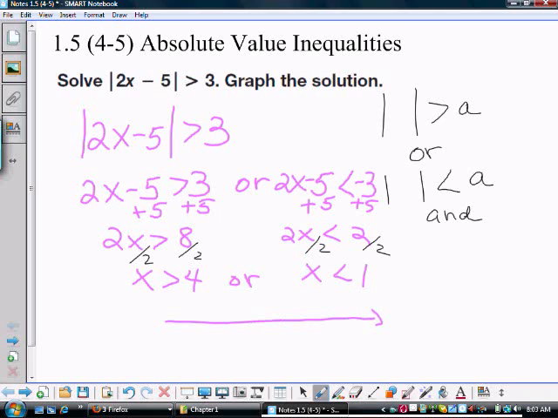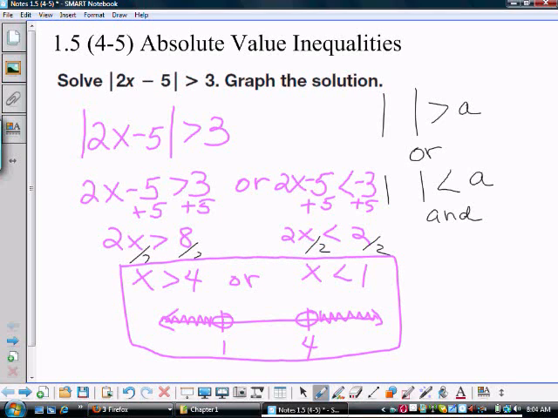I make myself a number line. That 1 better be on the number line. That 4 better be on the number line and in the right order. I get open dots over both. And I shade greater than the 4. And I shade less than the 1. So my complete answer is the algebraic statement and the number line graph. Okay, so obviously we're going to do one that's a less than, that's an and next.